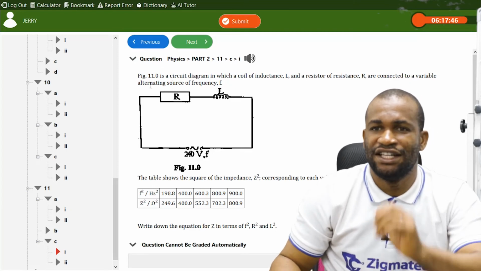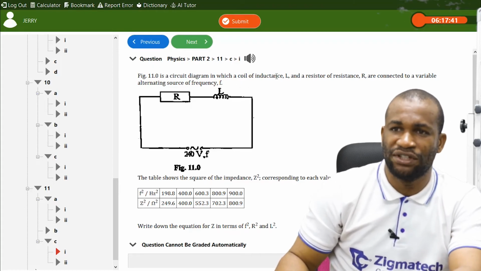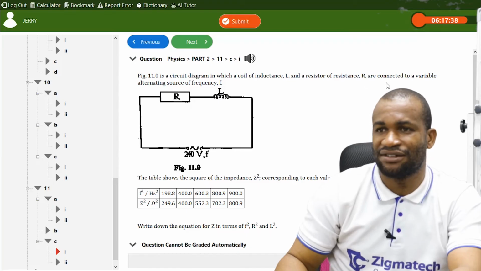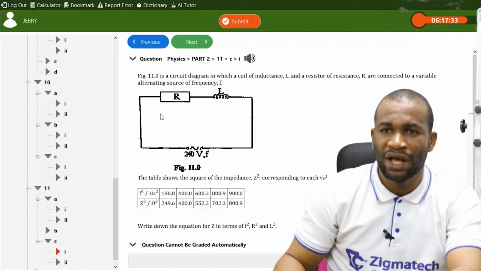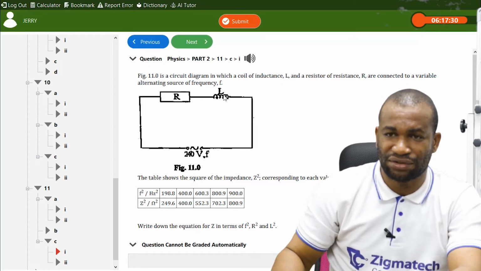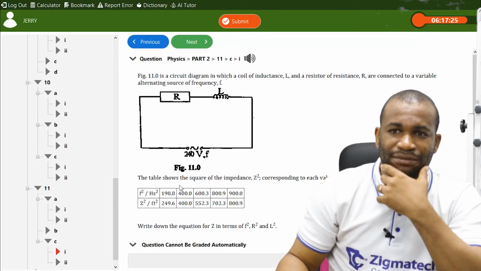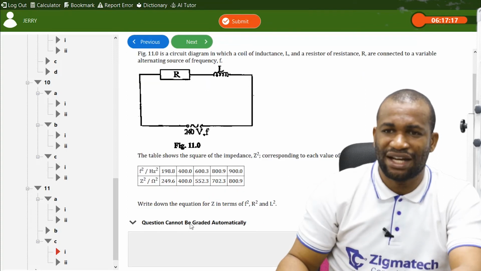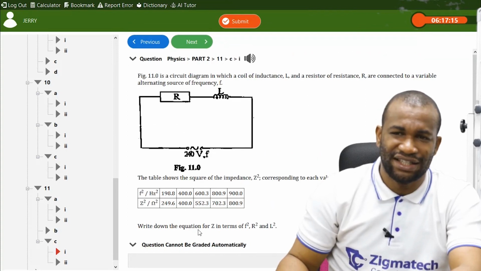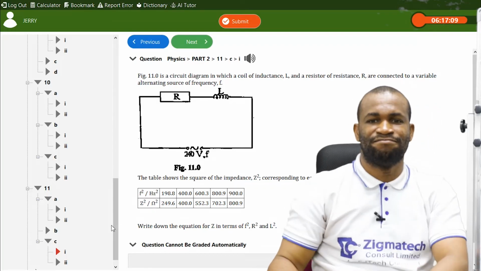All right, and figure 11.0 is a circuit diagram in which a coil of inductance L and a resistor of resistance R are connected to a variable alternating source of frequency F. Now, this is the resistor and this is the inductor. This is 240 volts and this is the frequency. The table shows the square of the impedance, Z squared, corresponding to each value of F. Write down the equation for Z in terms of F, R, and L.